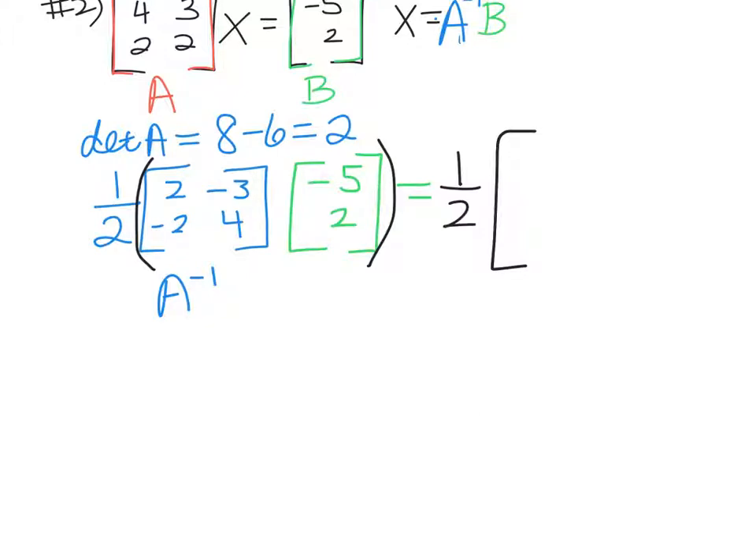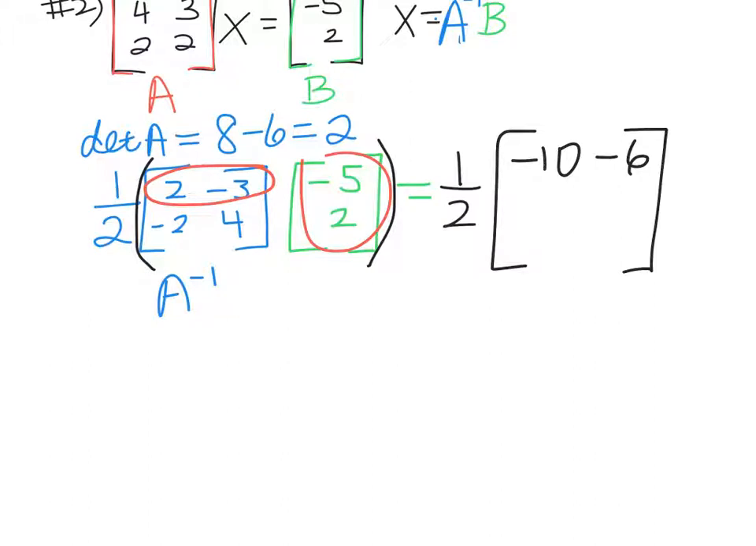We'll go across and down. So we get 2 times negative 5 is negative 10. Negative 3 times 2 is negative 6. Okay? And then do it again. Across and down. And that would be negative 2 times negative 5 is 10. And 4 times 2 is 8.